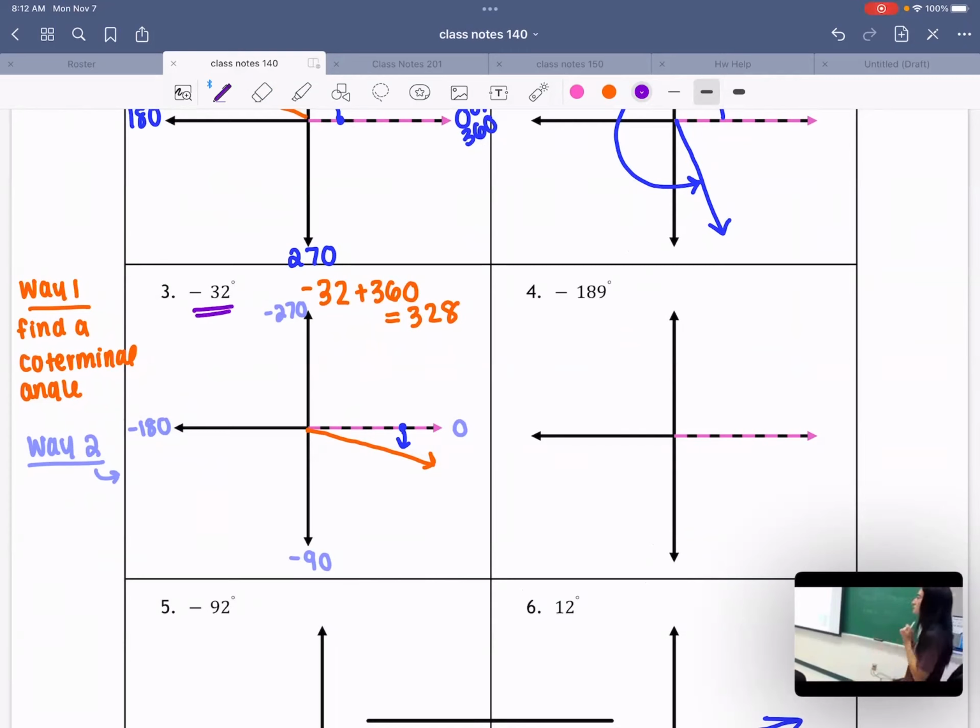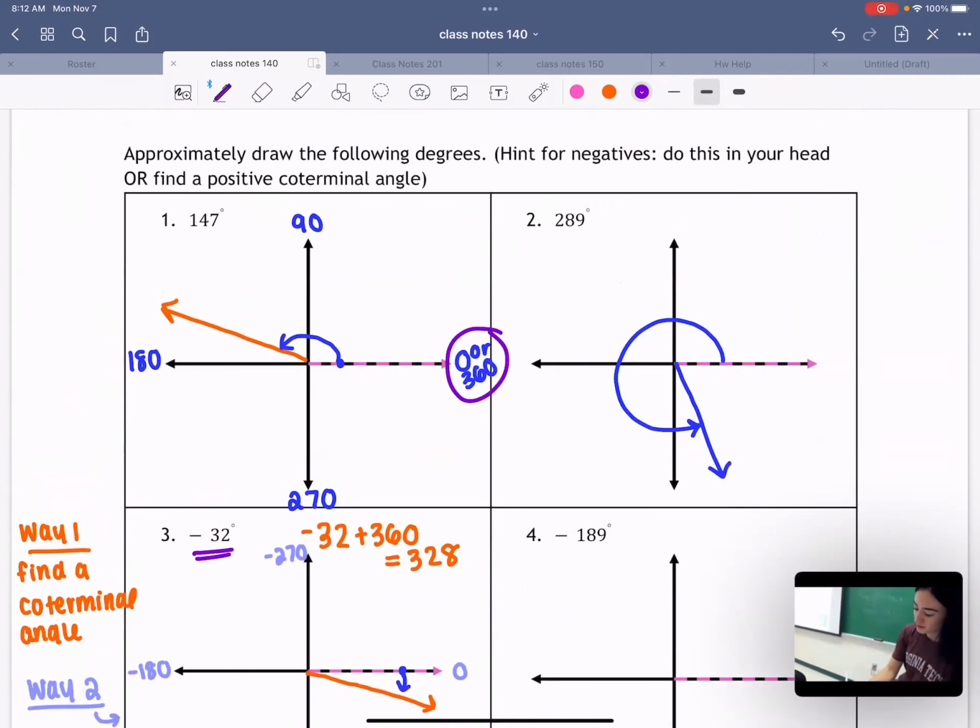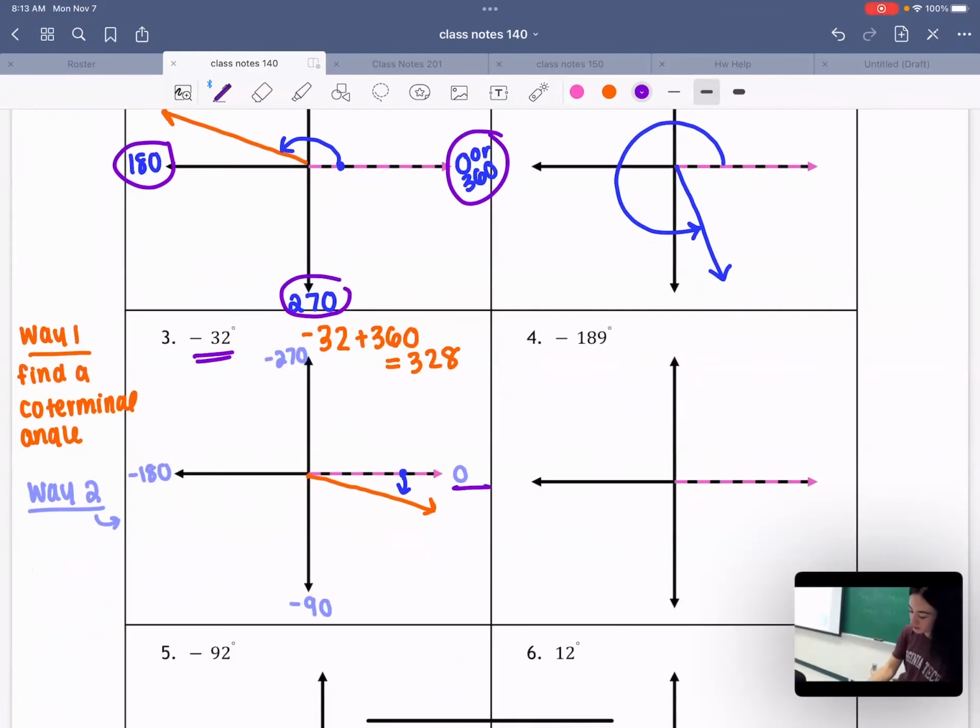I told you there were two ways to draw this. I'll start with way two. Way two was kind of relabeling your axes, going the opposite direction. Normally we go 0, 90, 180, 270. If we're going the opposite direction, it would be 0, -90, -180, -270.